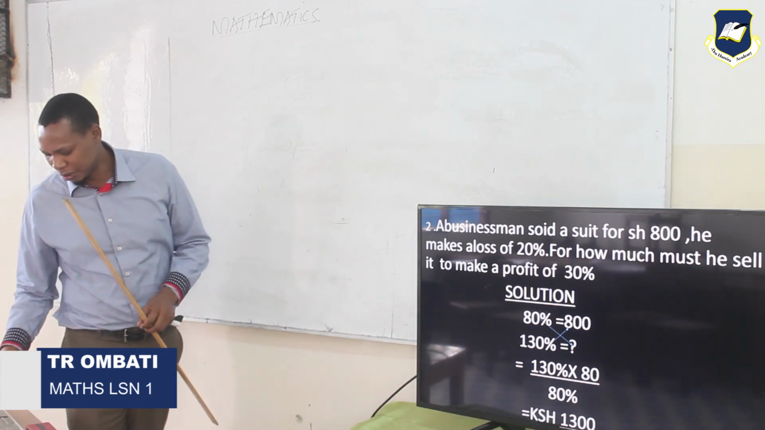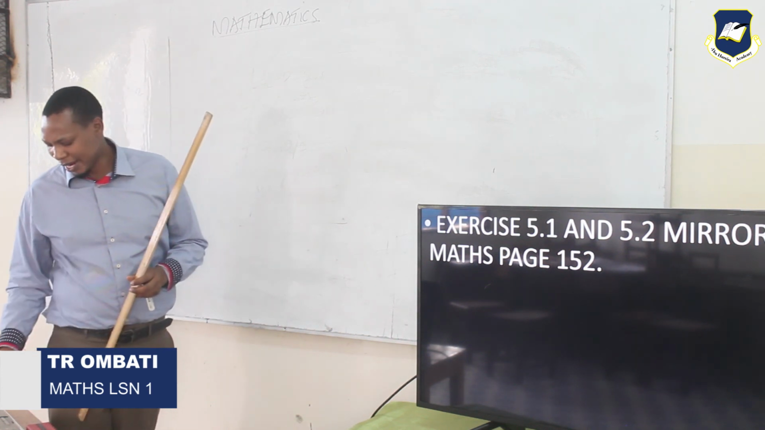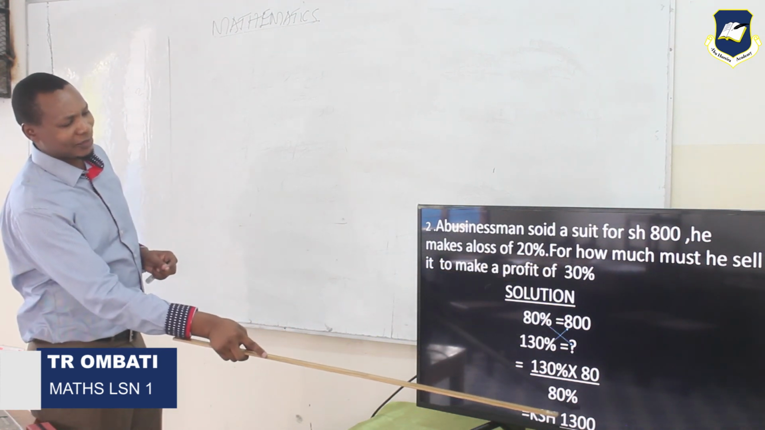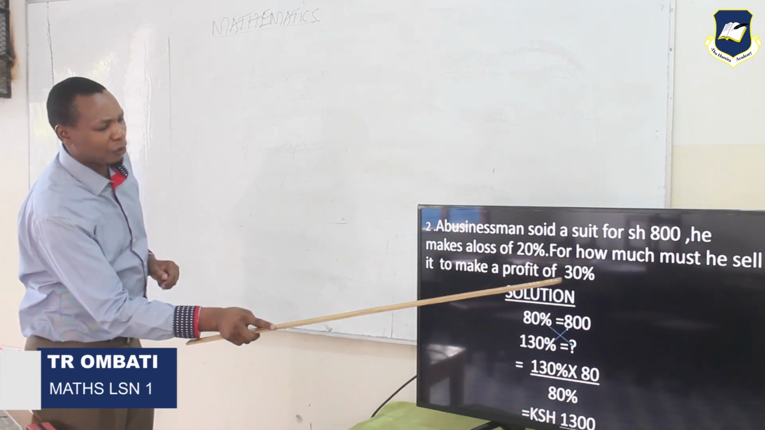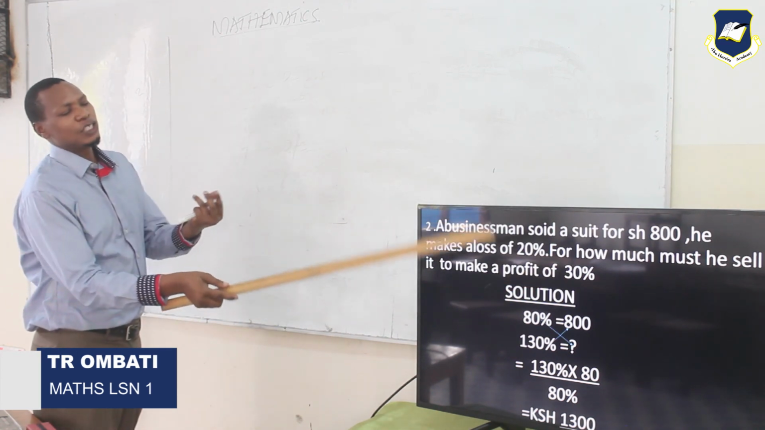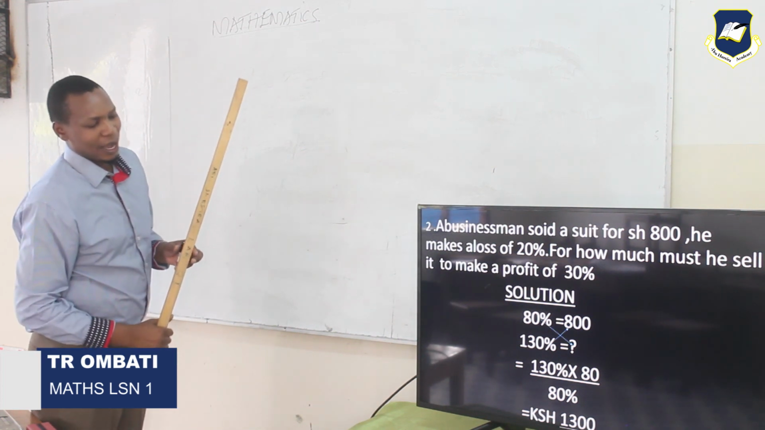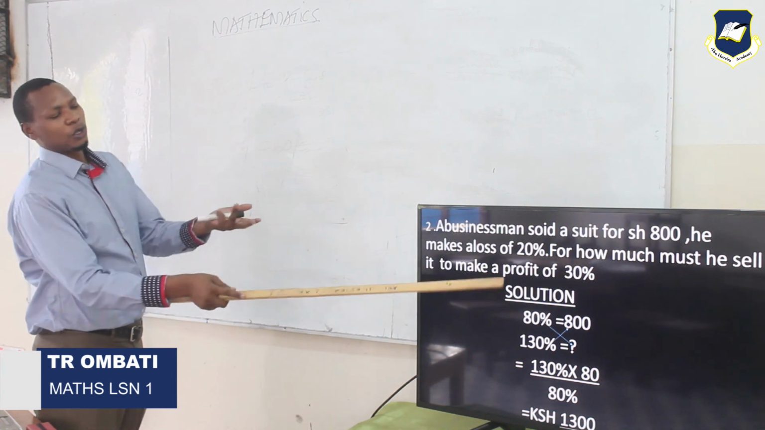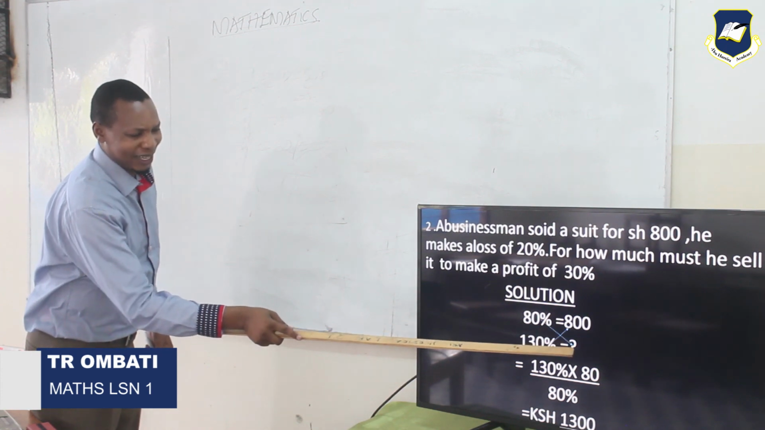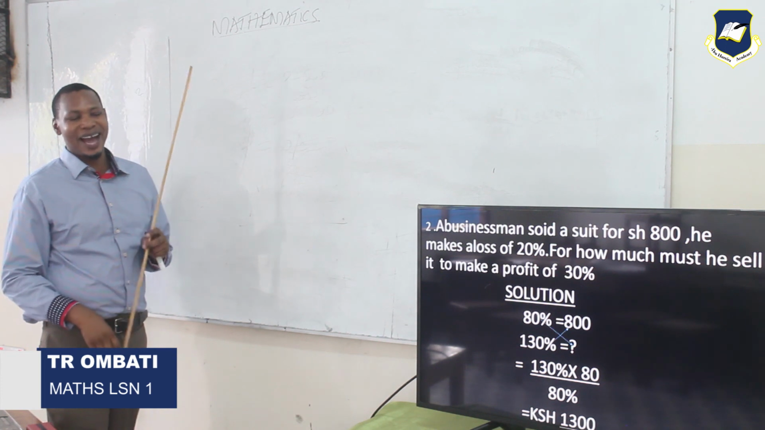So he should be selling at, not 130 but 1,300 shillings, to make a profit of 30%. So in class 8, we don't need to go find the buying price, then start working out the percentages. No, just go direct. 80% is equal to 800. What about that 130%? Work out, you get 1,300.